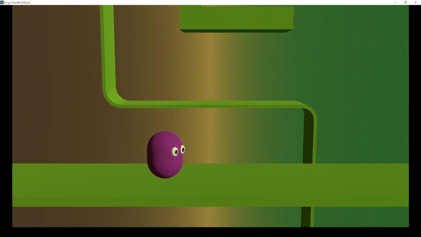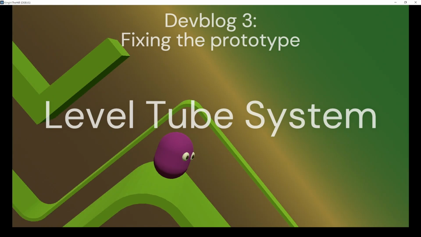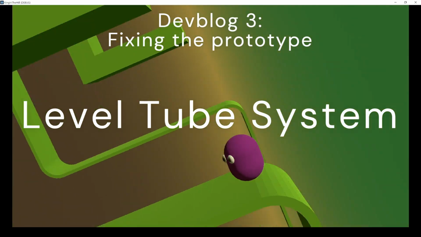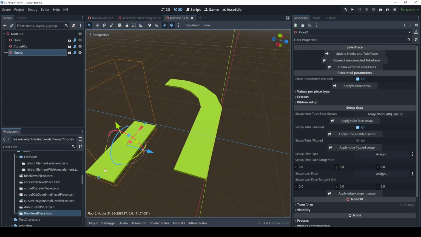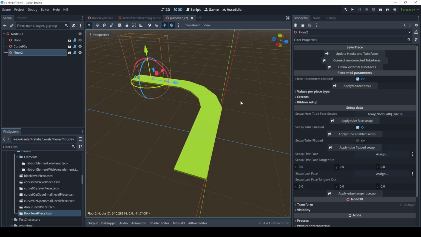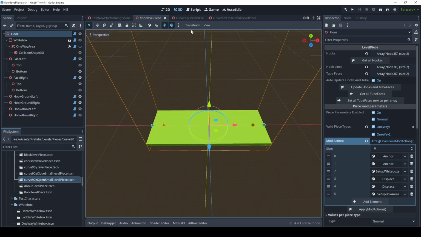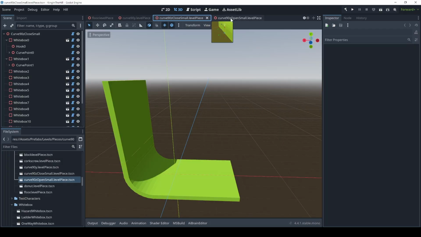tube system. My name is Álvaro Pérez, and this is the third devblog of, well, it doesn't have a name yet. So, in the previous video we talked about how I have a snapping pieces system, so I can build levels from small elements that I can stitch together.